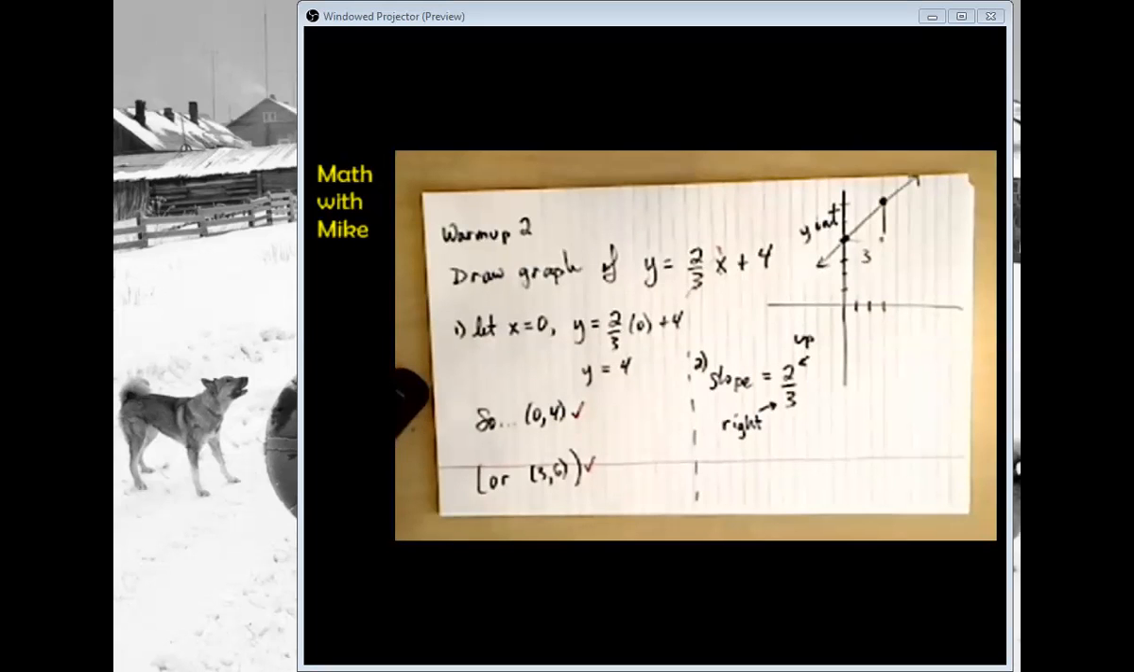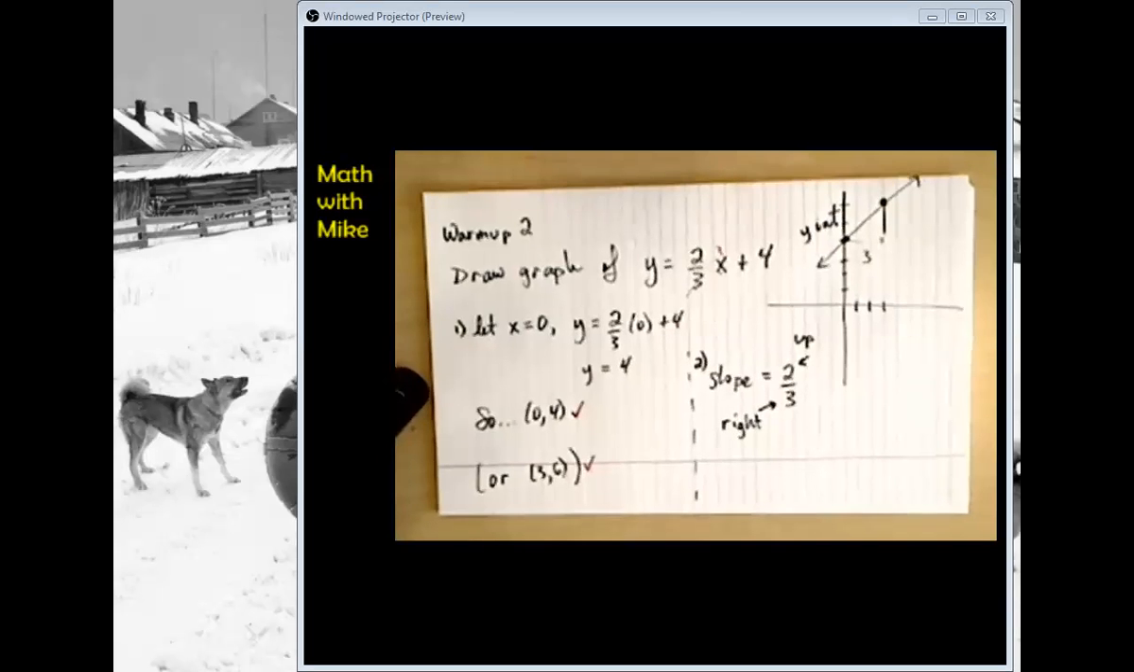So then, we got this from class here. Just a couple examples of this graphing stuff.